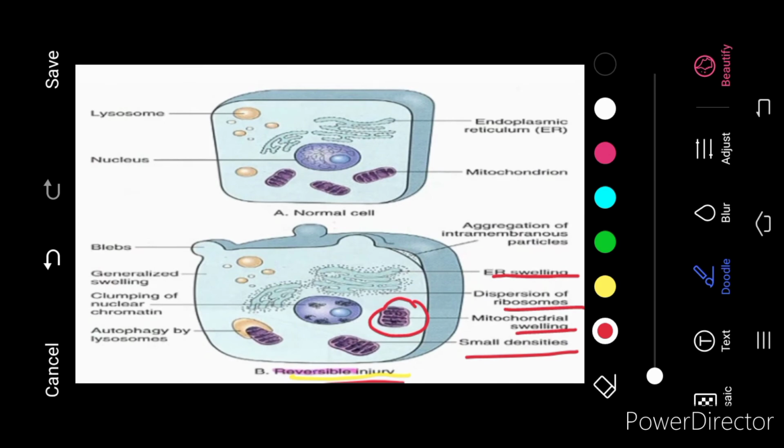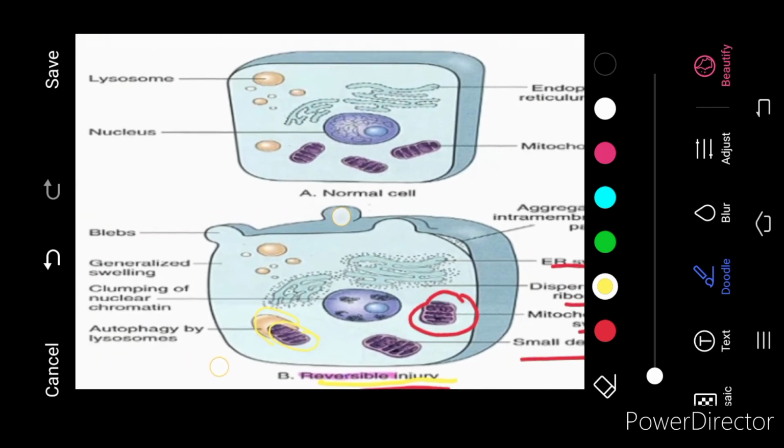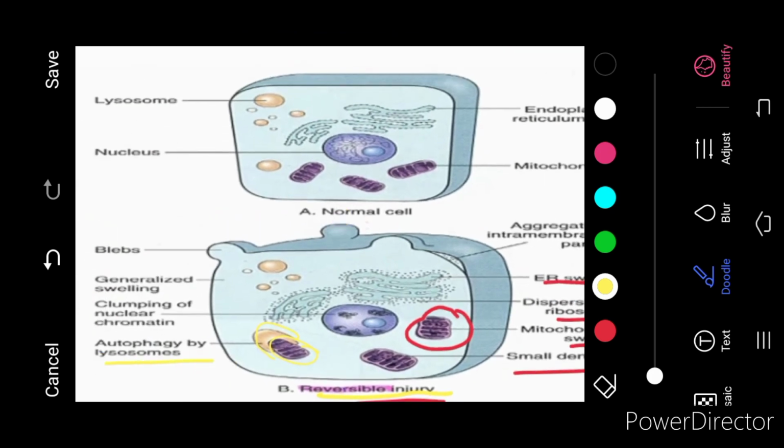Fifth point is lysosome. So lysosome is a yellow colored structure which has eaten its own cell organelle, that is mitochondria, and this process of eating its own cell organelle is known as autophagy.